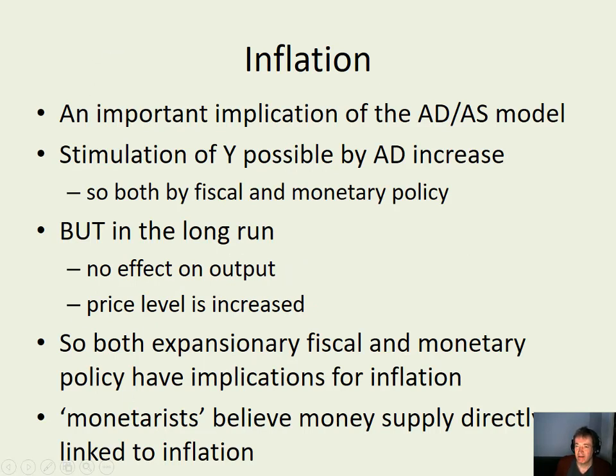So, inflation is an important output from this AD-AS model. It gives you an idea of how these events and policies are going to play out in terms of price changes. It shows us that it's possible to stimulate output by increasing aggregate demand by either fiscal or monetary policy or both. But it shows you, unfortunately, that in the long run that won't affect output. It will affect inflation. So both expansionary fiscal and monetary policy have implications for inflation. And in fact, so does contractionary policy, but contractionary policy in both cases will bring inflation down. Expansionary policy will push it up.